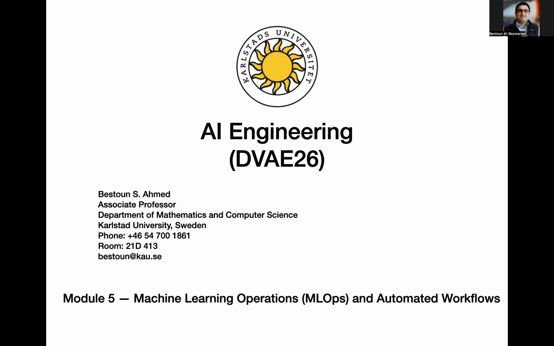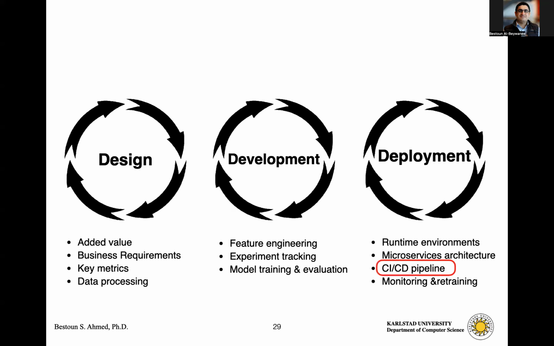Okay, we are still in module 5. This is part 3 of MLOps and automated workflow. As we talked in the other parts of the same module, module 5, we talked about design and development. And now we are talking still about the deployment.